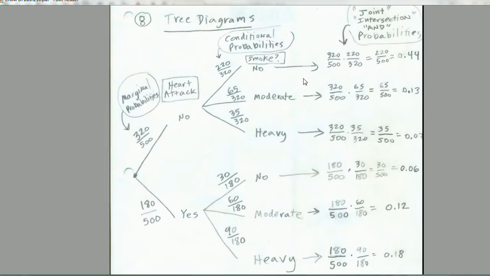This is how you do it in a tree diagram. You can see here 320 divided by 500. And then for this particular one, not smoke, we took our 220 divided by 320. Notice that if you were doing this longhand, the 320s cancel. So you really take whatever the "and" was, that's the count for I did not smoke and I did not have a heart attack, and compare it to the 500. Then you get your joint or "and" event probability. All right, so conditional probabilities here.